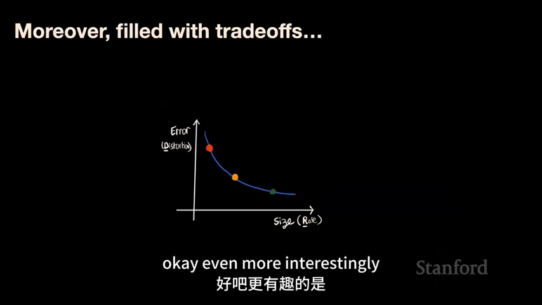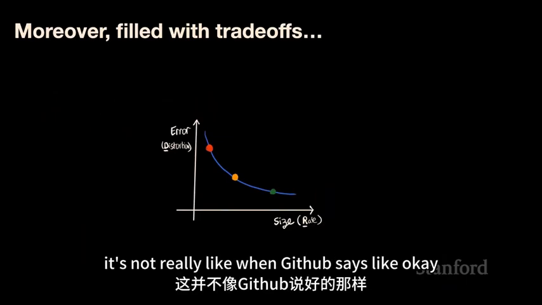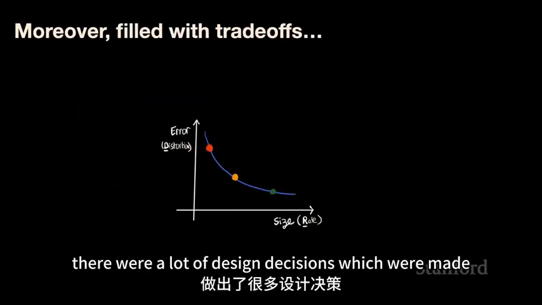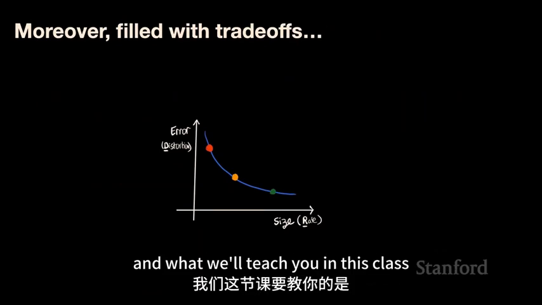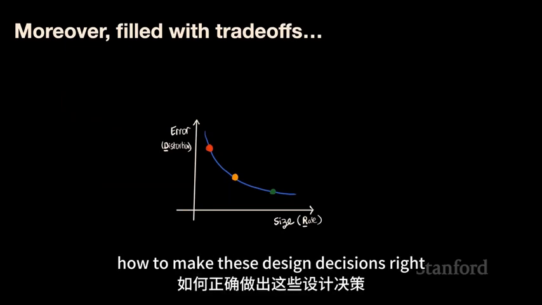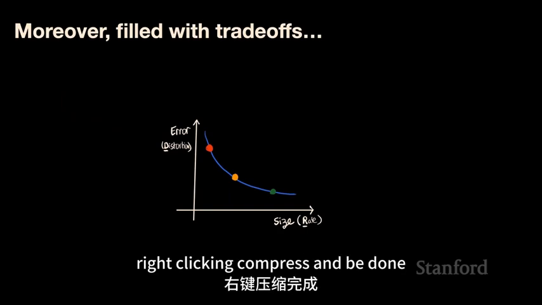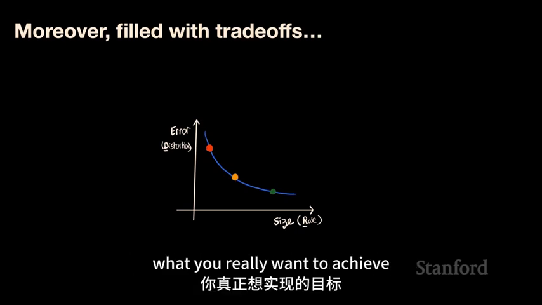Even more interestingly, compression is filled with trade-offs. It's not really like when GitHub says, okay, compressed. There were a lot of design decisions made in the background. And what we'll teach you in this class is also how to make these design decisions, right? It's not just about taking a file, right-clicking, compress, and being done. It's always about the trade-offs given your application, what you really want to achieve.